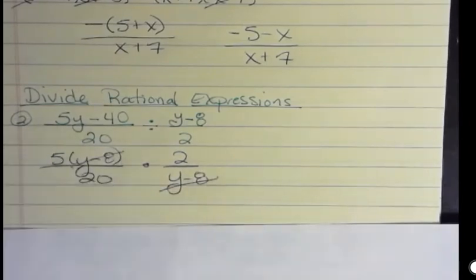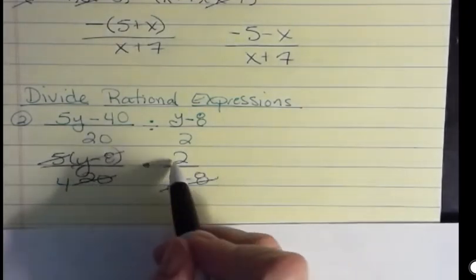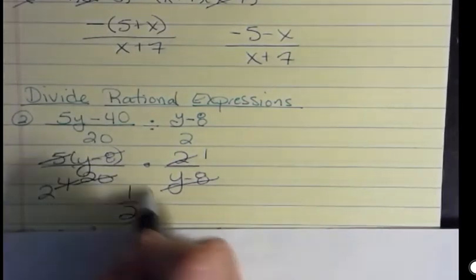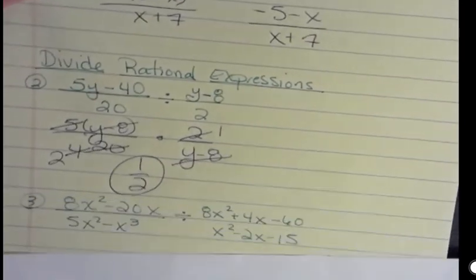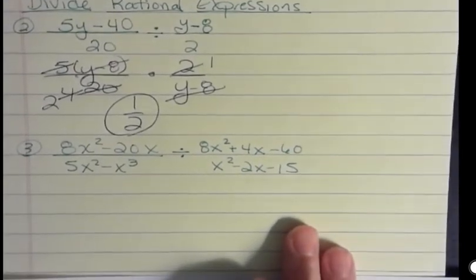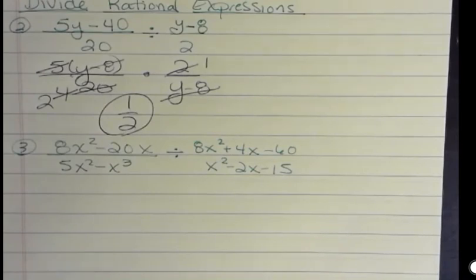Now if I cancel, I can cancel the y plus 8s. I can say that 5 goes into 20 4 times. And that gives me 2 on the top and 4 on the bottom. And I could also say 2 goes into that once and into 4 twice. And now what I have is 1/2. So I can divide, and I always want to simplify until I can't simplify any further. One more of these. Remember, you can always pause and try these on your own and come back.